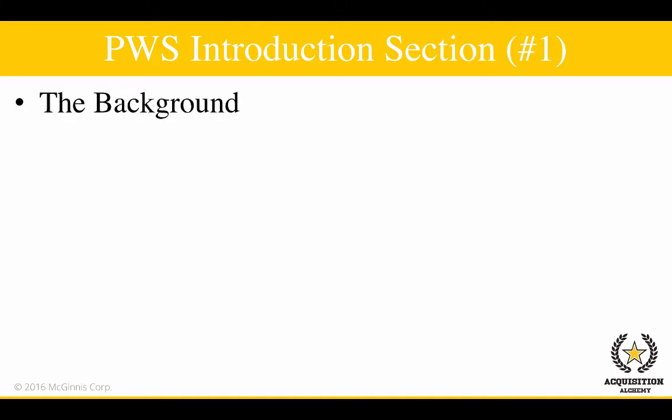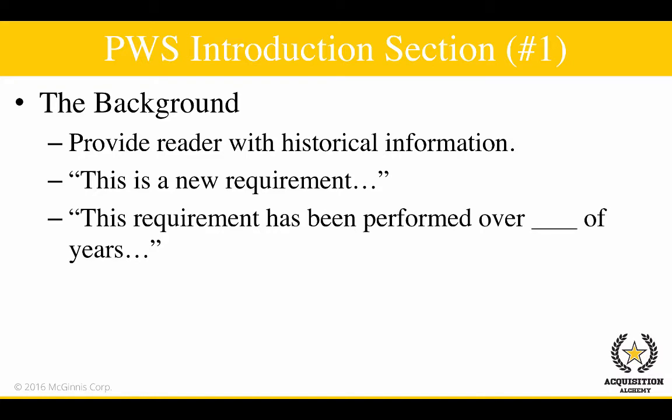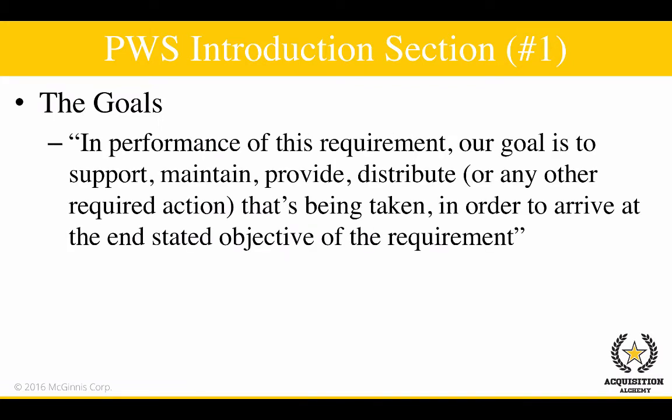Background. The purpose of the background section is to provide the reader with historical information that helps them understand the current requirement, where it came from, and where it's going. For example, it might start off stating, "This is a new requirement," or "This requirement has been performed over blank number of years." Then list any background information that will help potential contractors understand more about how the requirement came to exist. Goals. In performance of this requirement, our goal is to support, maintain, provide, distribute, and any other required actions that are being taken in order to arrive at the end objective of the requirement.